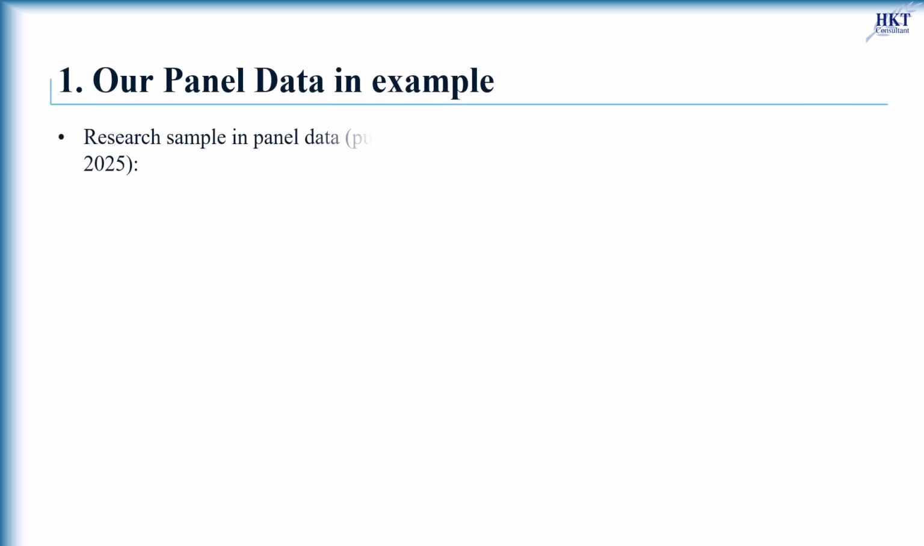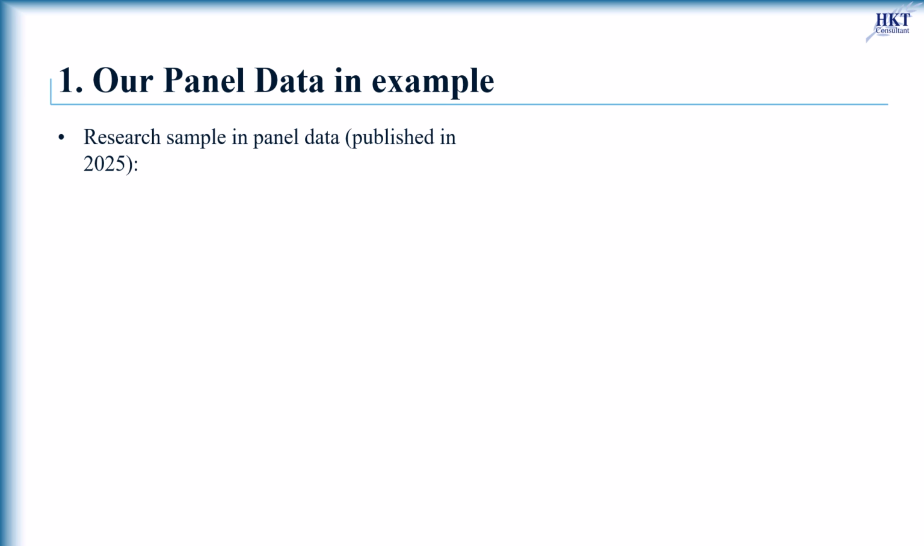Panel data, also known as longitudinal or cross-sectional time series data, is a dataset in which the behaviors of entities are observed across time. To gain a foundational understanding of panel data, please refer to our previous video, titled What is Panel Data and Panel Data Analysis Method.